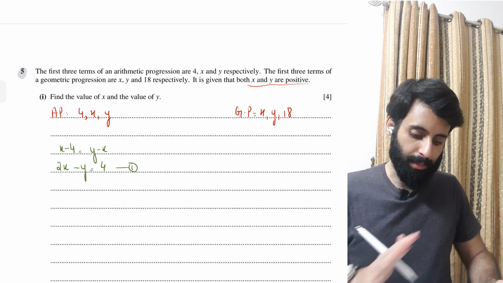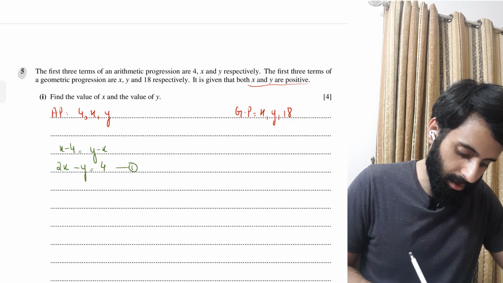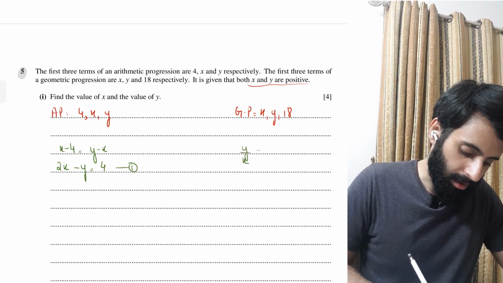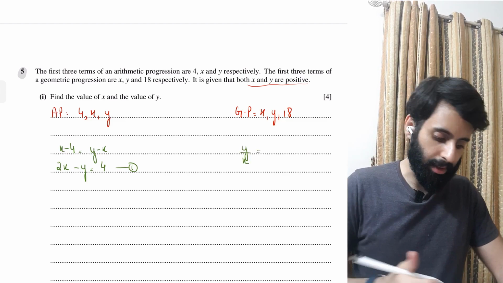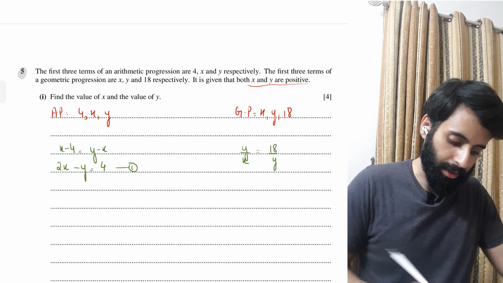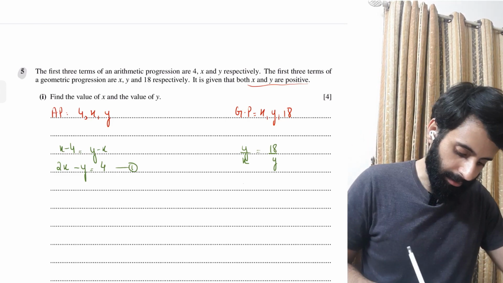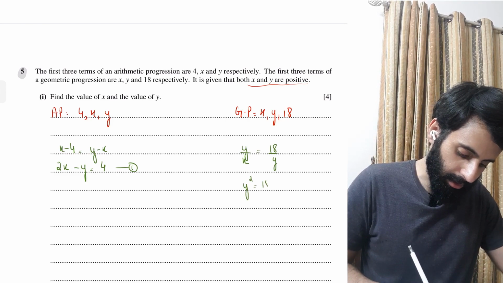I'm going to park this over here, and I'm going to come to the GP that we have, and using the GP I can say that the ratio between the first two terms is equal to the ratio of the next two terms. So t2 upon t1 is equal to t3 upon t2. Now if I cross multiply, I'm looking at y squared equals 18x.